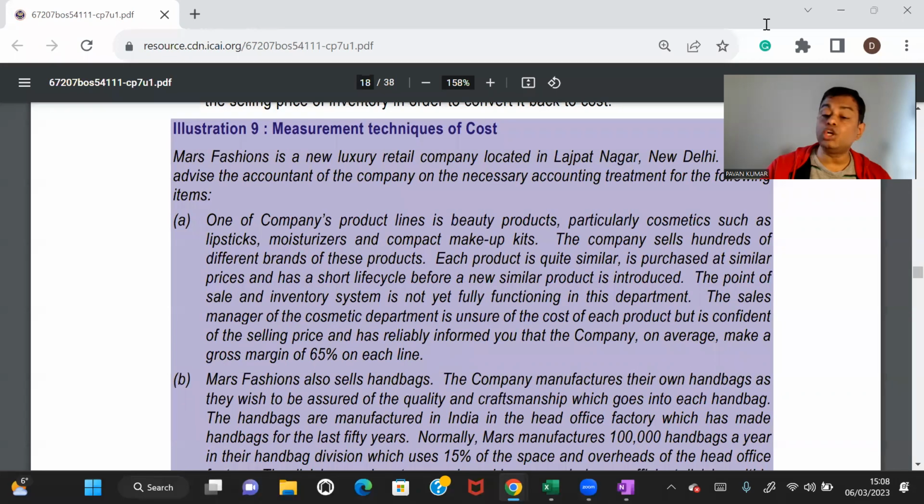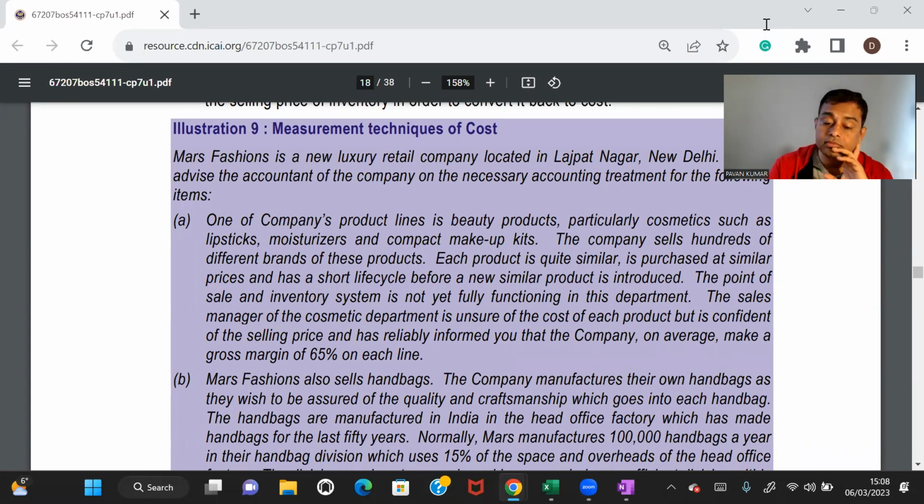In question number 9, there will be two parts, A and B. In one part, we'll use the retail method. In the other part, we'll use the standard cost method. You understand? Now, I want someone to read this question, please. Who's there? Can someone read this question, please? Yeah, read more.